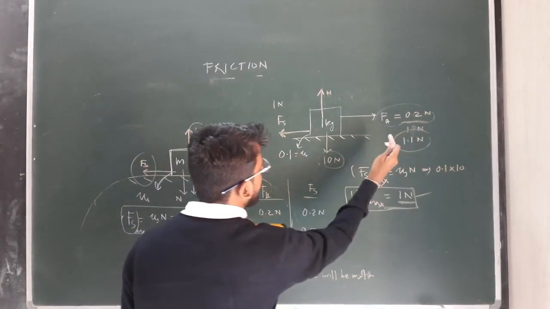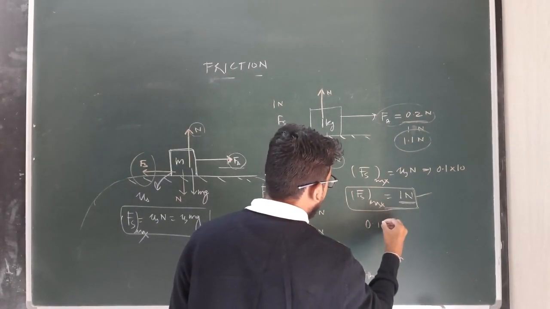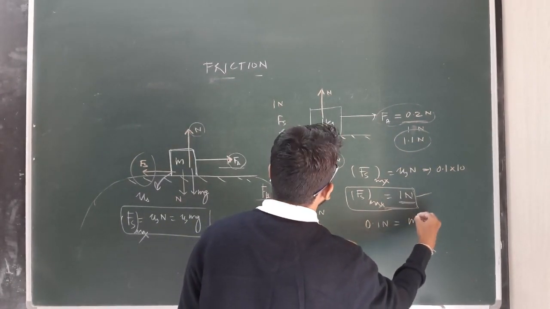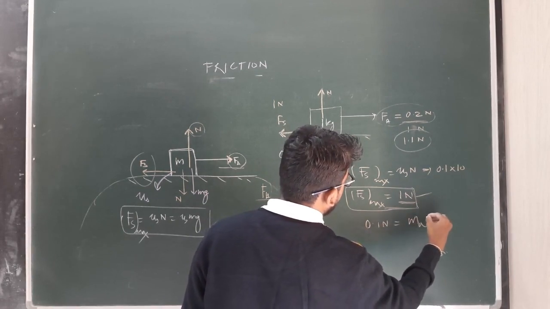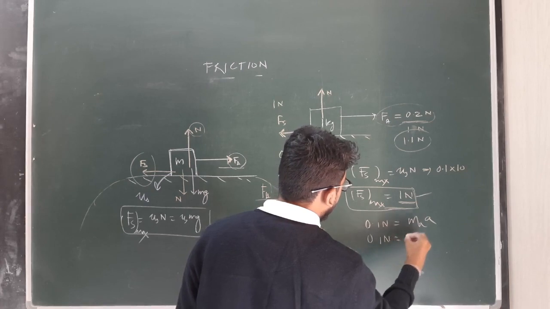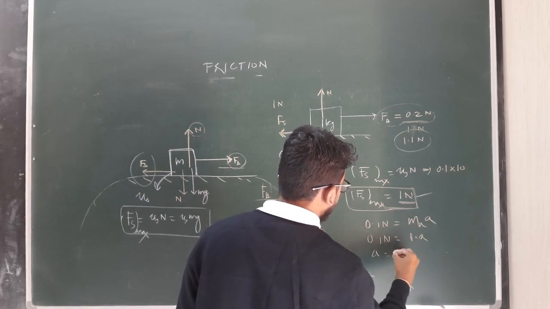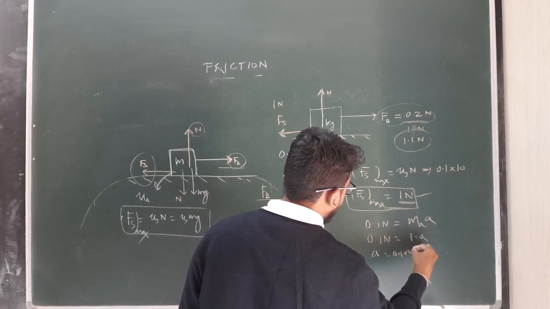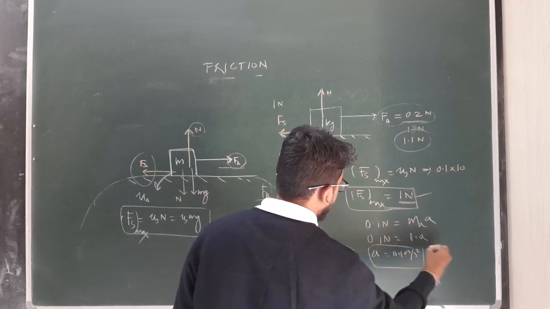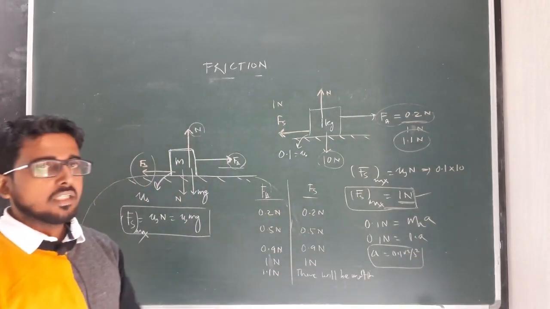So there is a net force along the horizontal direction which will be equal to how much? 0.1 Newton, and this can be written as mass of block into acceleration A. So 0.1 Newton equals mass of block, which is 1, into acceleration A. So A will be how much? 0.1 meter per second square. So there is an acceleration with which the body will move along this direction. So the body will start moving.